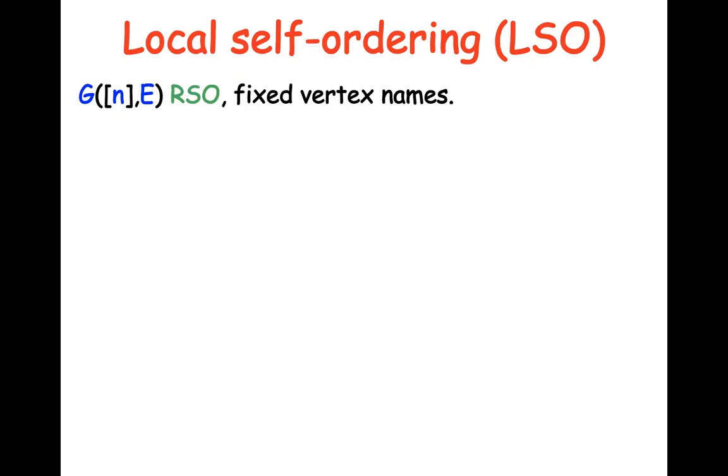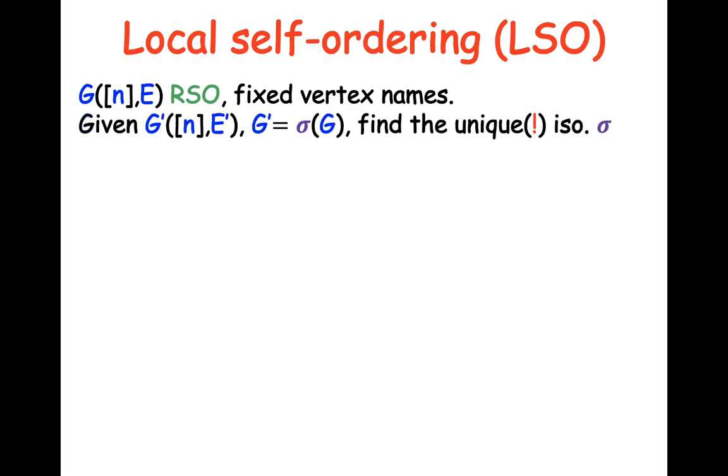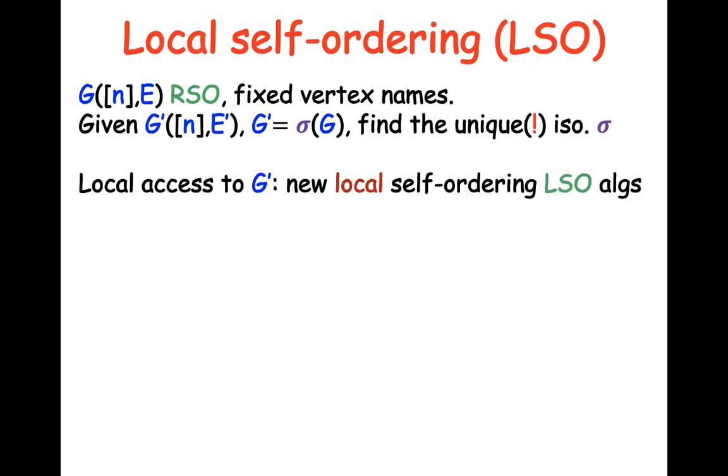It's not enough to have robust self-ordering. We also need to find this ordering locally. So what is exactly that? We fix an RSO graph with some fixed vertex names. And the problem is the following. Somebody gives us an isomorphic copy using some permutation sigma. And the task is to find this unique isomorphism. And remember, we get only local access to the graph G prime, we can just sample vertices and neighborhoods.